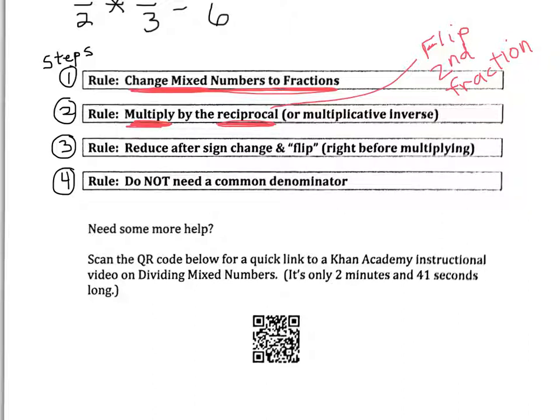And so you follow your rules for multiplication. You reduce. And you do not need a common denominator. Nope, nope, nope. No common denominator necessary. And all you really do is just multiply straight across.